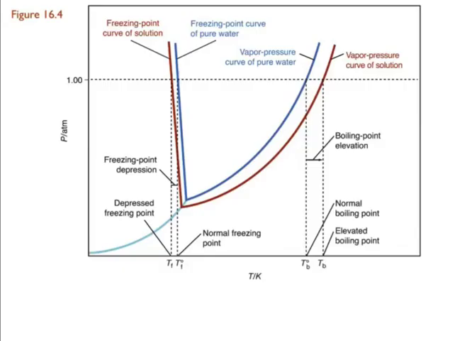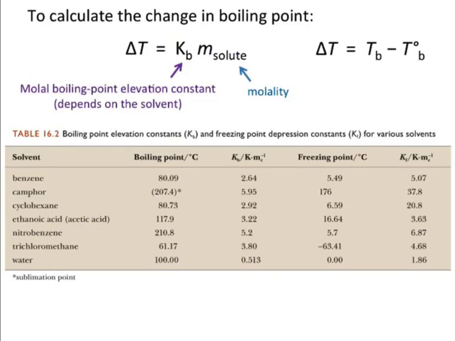Alright. So how you calculate the change in boiling point. Here we're calculating just the change, delta T. And so we have a constant here, fancy words, the molal boiling point elevation constant. Impress your friends with that one. And then that's multiplied by the molality.